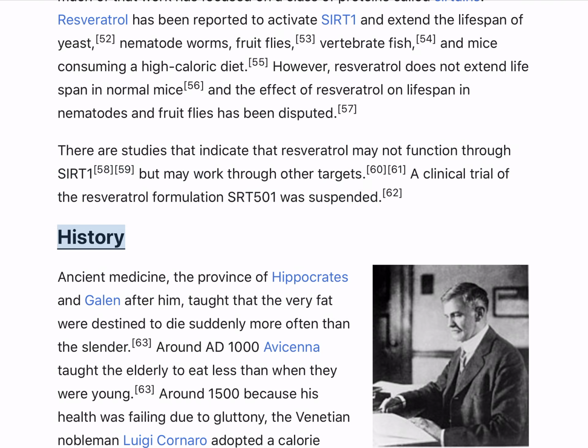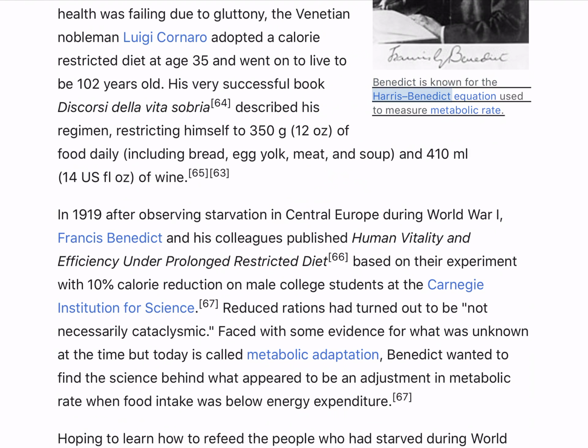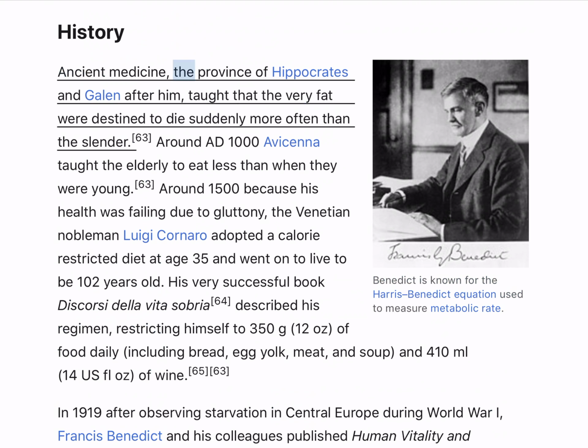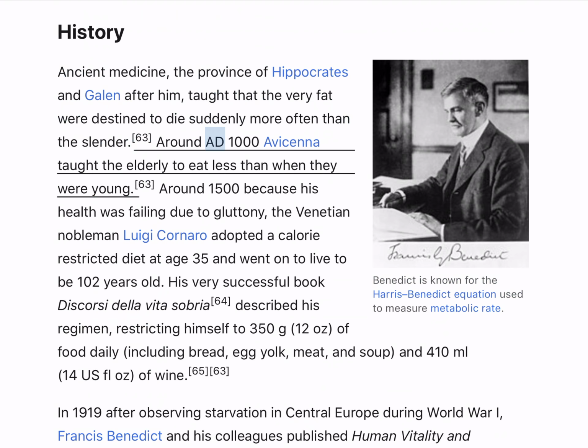History. Benedict is known for the Harris-Benedict equation used to measure metabolic rate. Ancient medicine, the province of Hippocrates and Galen after him, taught that the very fat were destined to die suddenly more often than the slender. Around AD 1000, Avicenna taught the elderly to eat less than when they were young.